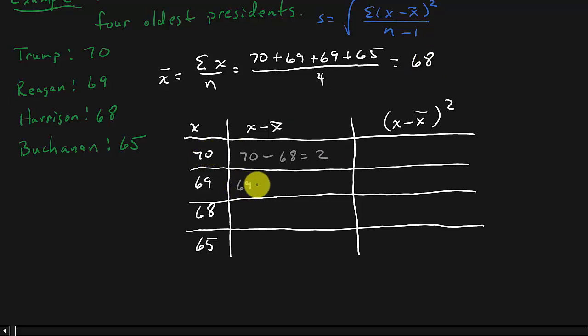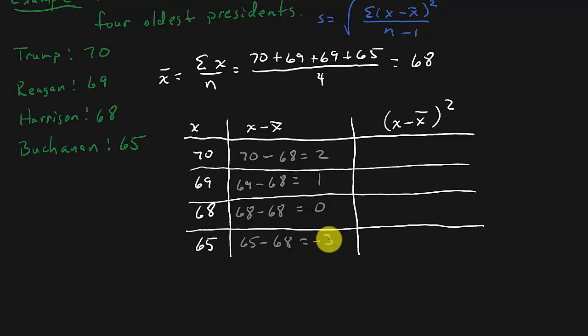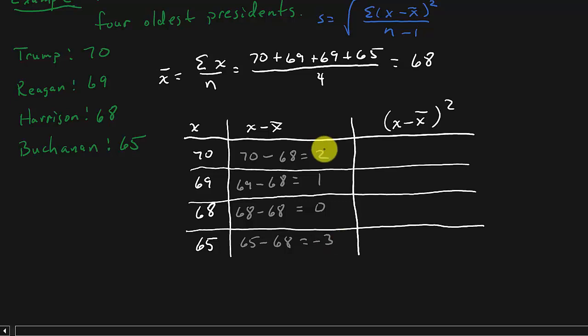So we've got 69 minus 68 equals 1. And then we've got 68 minus 68, which equals 0. And then we've got 65 minus 68, which is negative 3. All right. And then what we do is we square each of these values here. Okay. So 2 squared is 4. 1 squared is 1, 0 squared is 0, and negative 3 squared is 9.